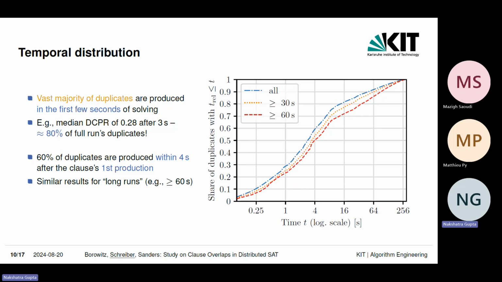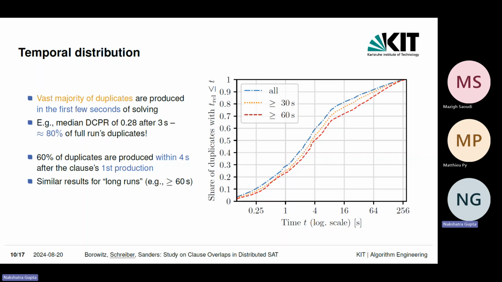And now we also wondered what's the duration between a clause's first production and the production of its duplicates, right? So how closely temporally correlated those are. And here you can see the distribution over this duration. And here you can see, for example, that about 60% of all duplicates are produced within 4 seconds after the clause has been produced for the first time. All right, so they are pretty closely correlated with each other, and they co-occur at a similar point during solving.